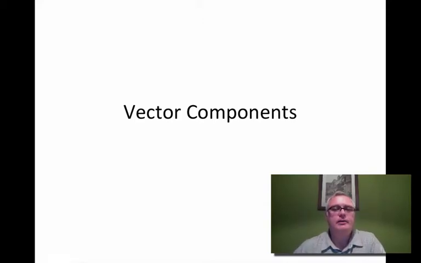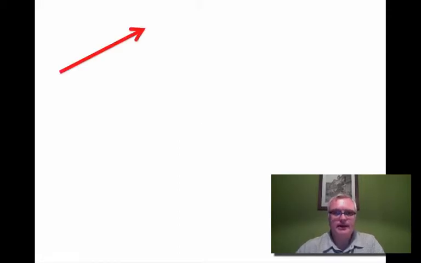Hi, in this video we're going to talk about vector components. In the last couple of videos where we were talking about adding and subtracting vectors, we know that we can take any two vectors, add them together to get a third vector, which we call the resultant. Basically, components is doing the same thing but in reverse.